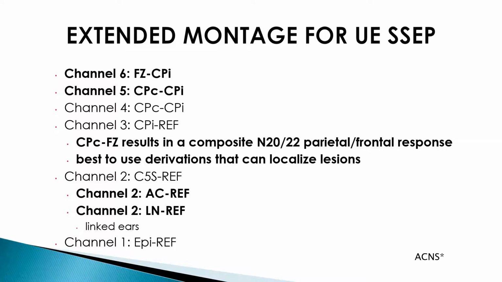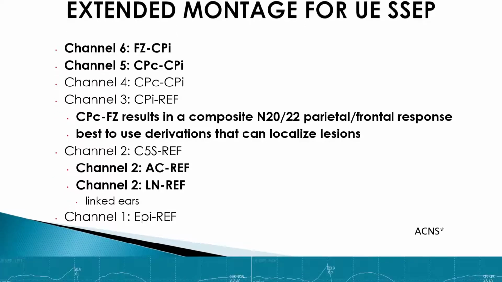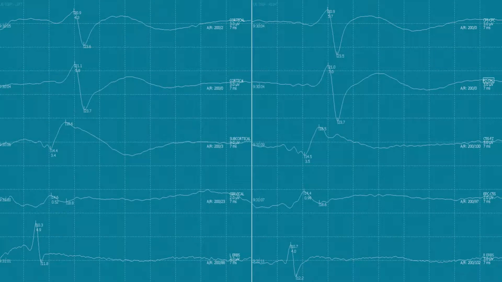The ACNS recommends an extended montage for SSEPs as well. Depending on where you go to work after graduation, they may use different variations to do their upper and lower SSEPs. And this is another one. This is using two corticals, but there's your Erb's point, your cervical, your subcortical, and then two cortical derivations, left side and right side. These are very pretty. I did these.